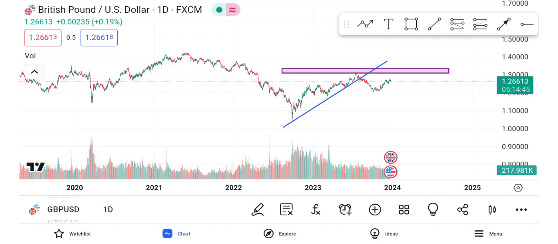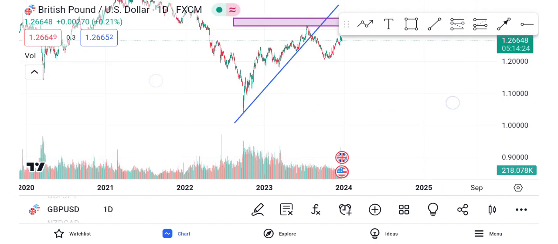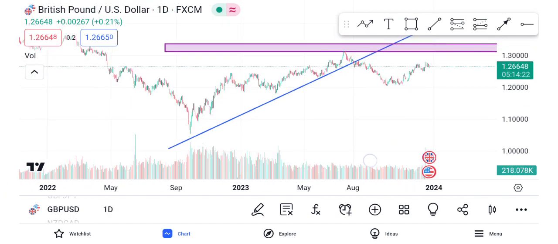So when the price gets to this resistance level here, we are going to look for a good bearish rejection candle there. So when we find a good bearish rejection candle at the resistance level, we are going to take our sell position there. But don't forget, we are going to be looking for a good bearish rejection candle at the resistance level.